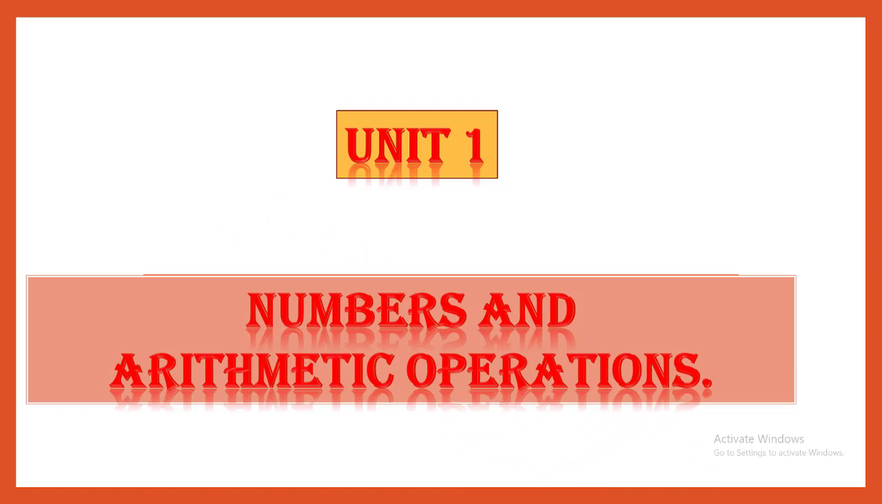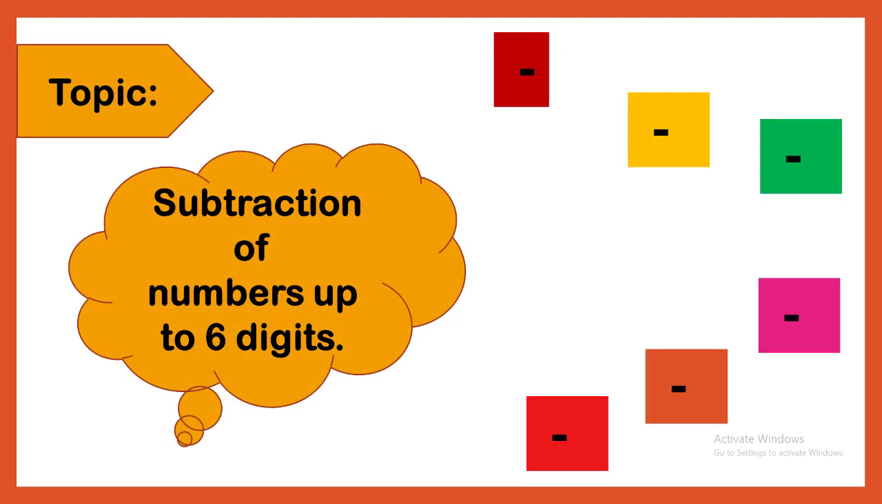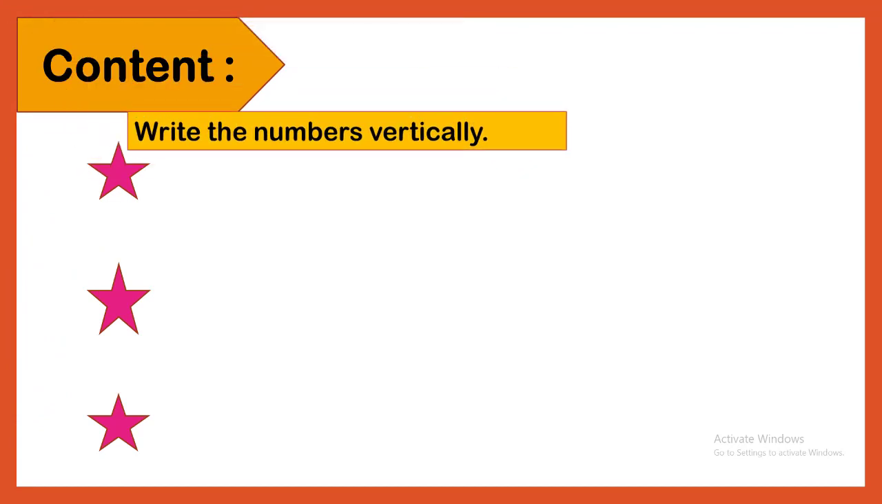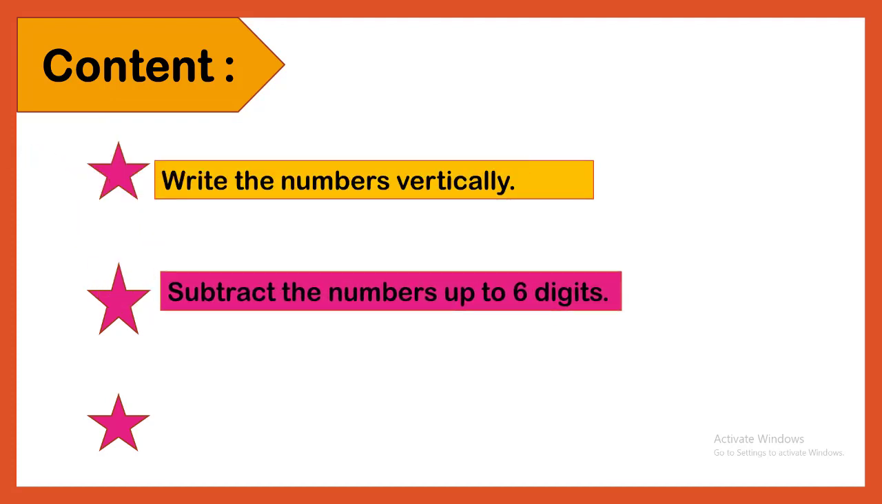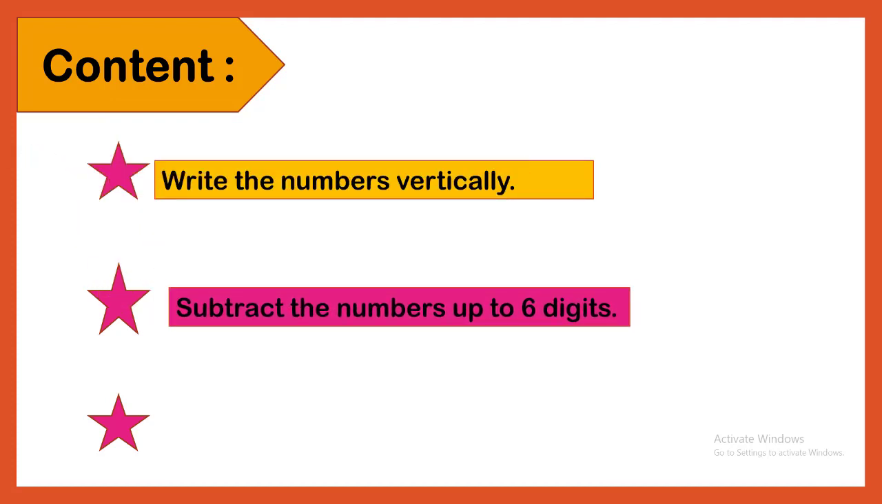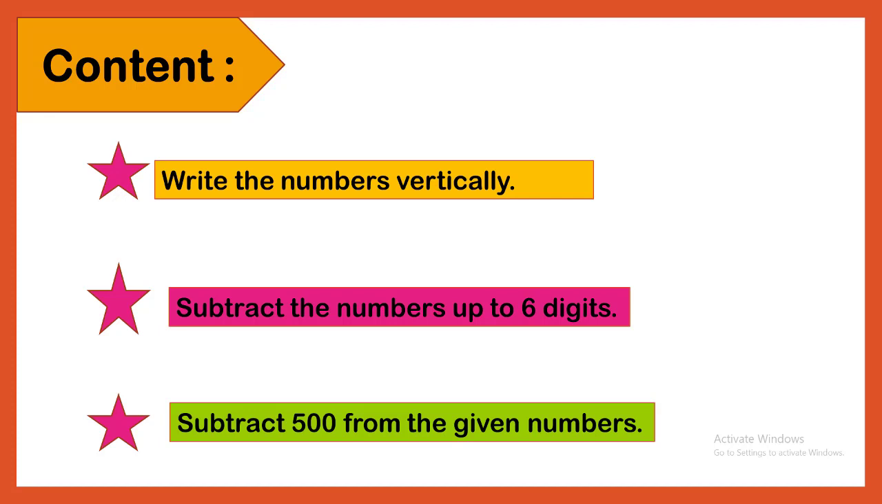Nowadays we are discussing unit number 1, numbers and arithmetic operations. Our today's topic is subtraction of numbers up to 6 digits. First of all, write the numbers vertically. Subtract the numbers up to 6 digits. Subtract 500 from the given numbers.